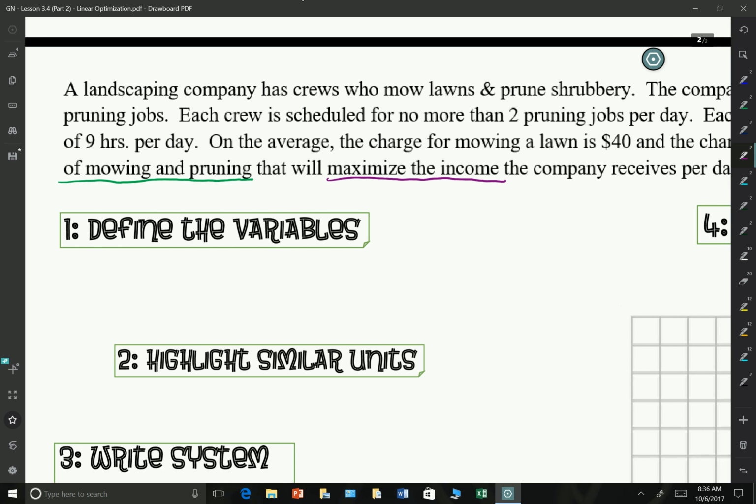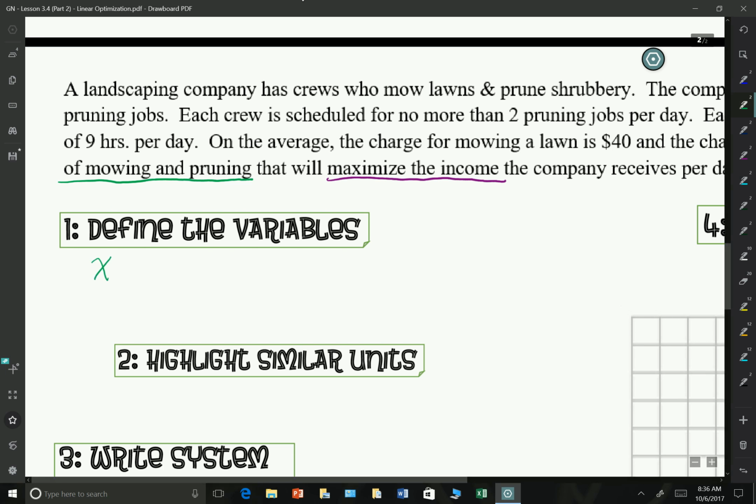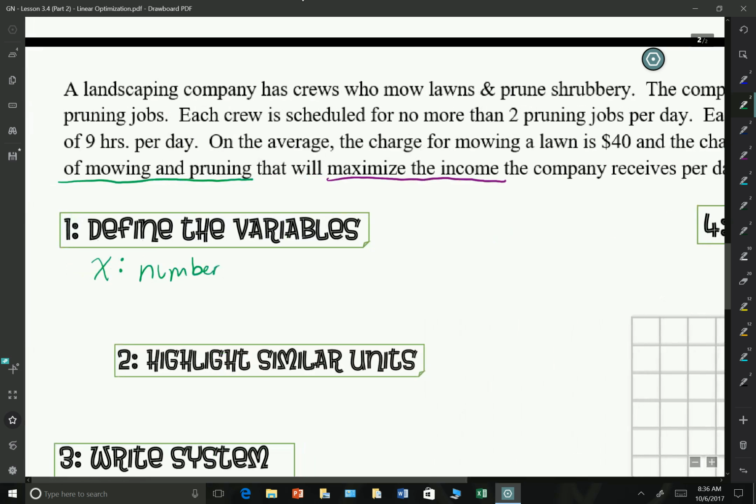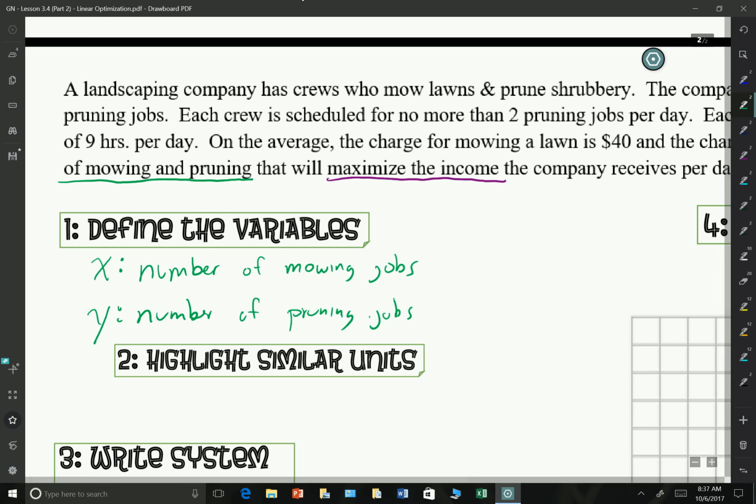So what do you think X is going to represent? What about mowing? Money? Money made, it deals with the maximum, right? It's the number of mowing jobs. What do you think Y represents? Number of pruning jobs. You want to figure out a combination of mowing and pruning jobs. How many mowing jobs am I going to have? How many pruning jobs am I going to have? Could be 3, could be 2, could be 7, could be 5. So it's got to be the number. So that takes care of that.